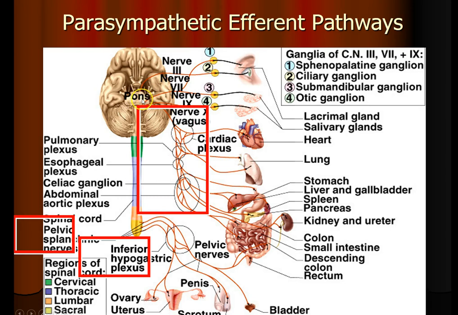And then they're going to come off. It's going to go almost all the way to the target. There's going to be some ganglion nearby that it's going to synapse there and have a very short postganglionic neuron. Some organs, the synapse is almost right on the organ itself. The little ganglion that it synapses is right on the organ itself.